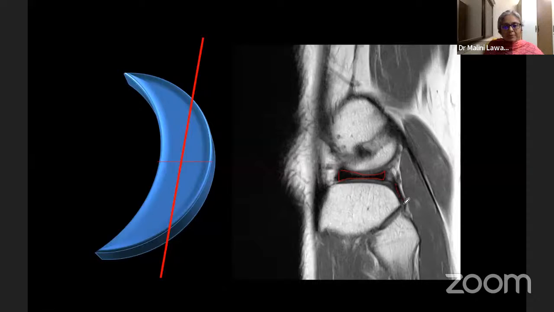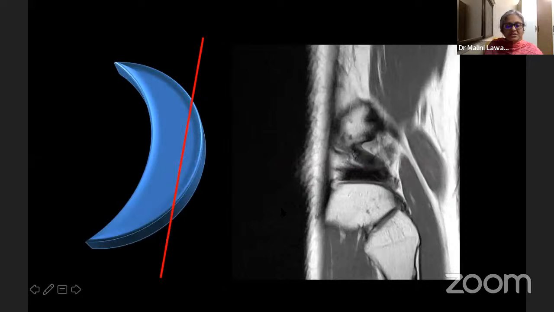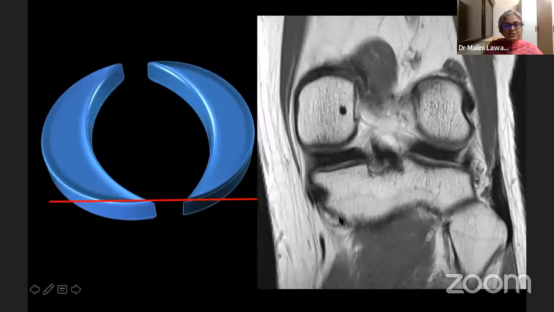This here is the popliteus tendon. And you can see this is the popliteus tendon here. And these lines which I drew are the popliteomeniscal fascicles, the superior and the inferior popliteomeniscal fascicles. As we come further peripherally, you can again see the bow tie appearance of the body of the lateral meniscus. So that's the anatomy on the sagittal images.